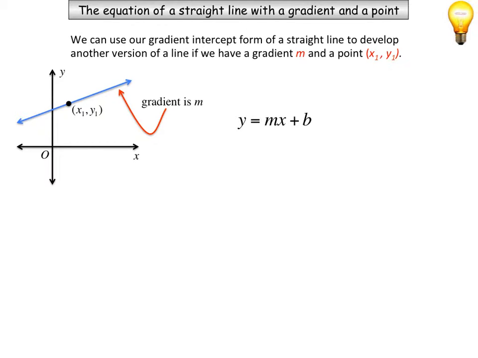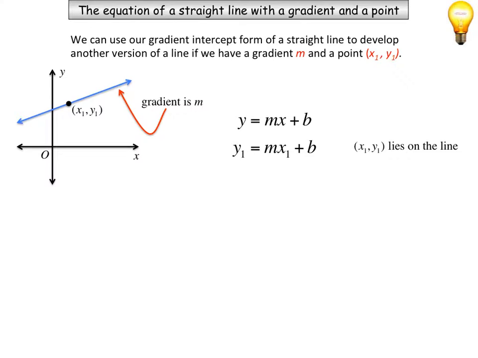Just say we had a straight line, that blue line has a particular gradient m, and a single point, we'll call it x1, y1. We can substitute that point into our equation y equals mx plus b. Now that satisfies the equation.